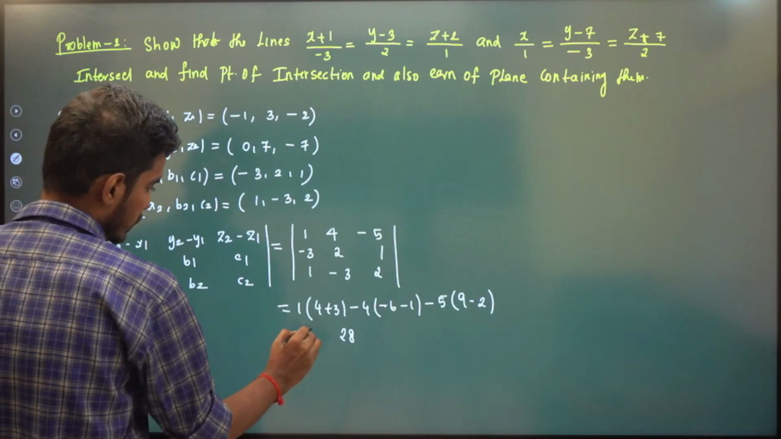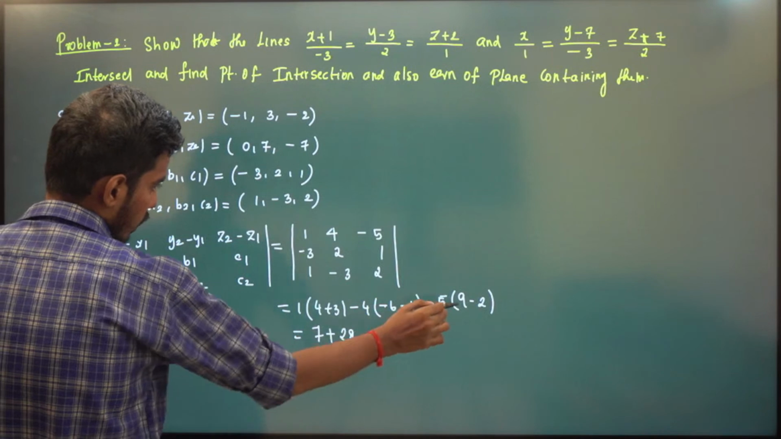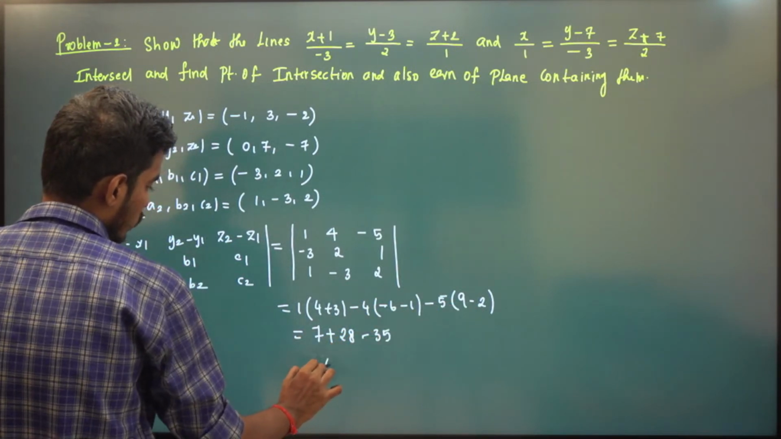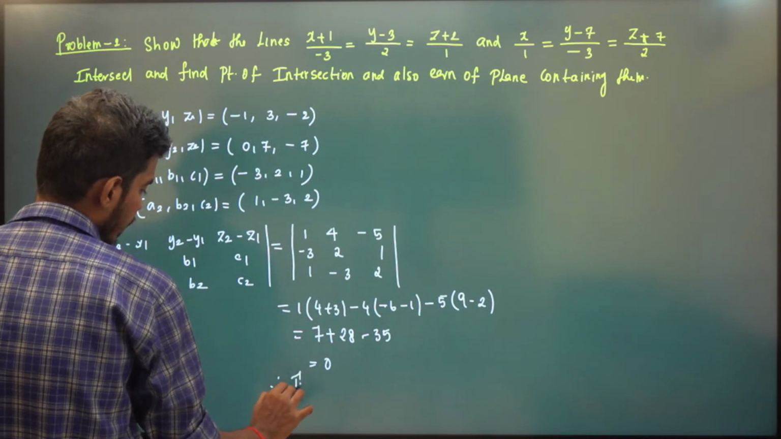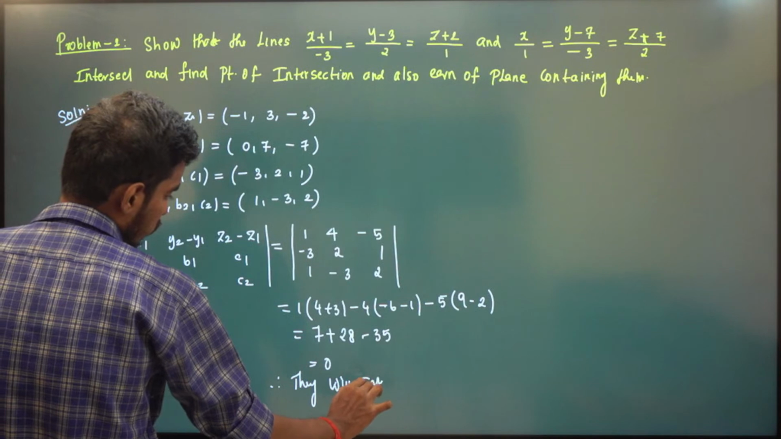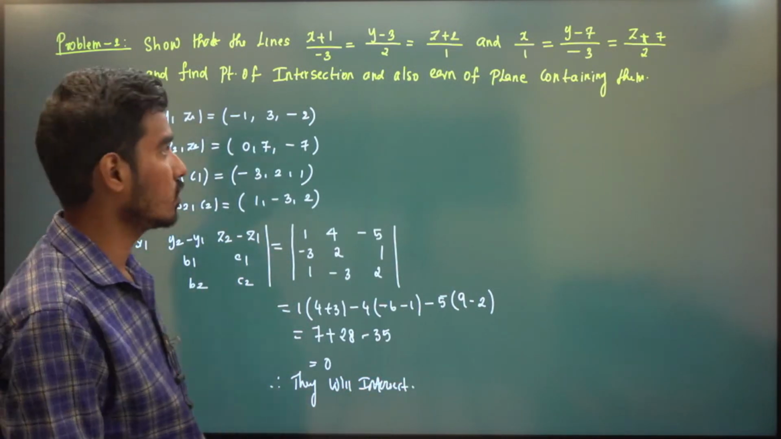So 4 plus 3 is 7, it will be plus 28. 9 minus 2 is 7, it will be minus 35, which is 0. So therefore they are coplanar. That is, they will intersect. Right? So all these are very easy only.